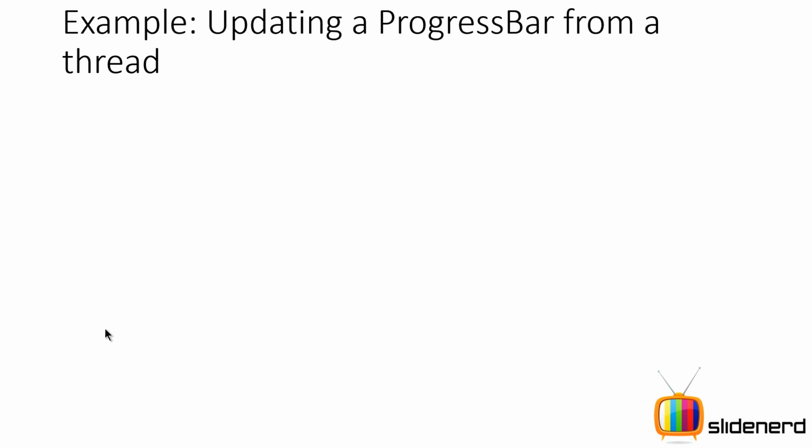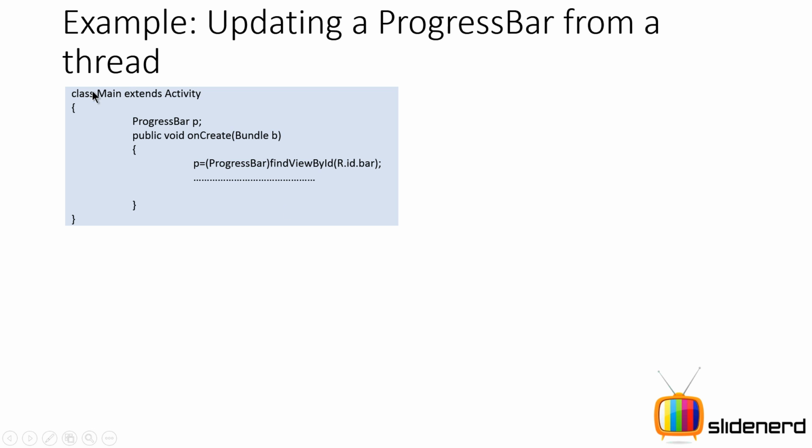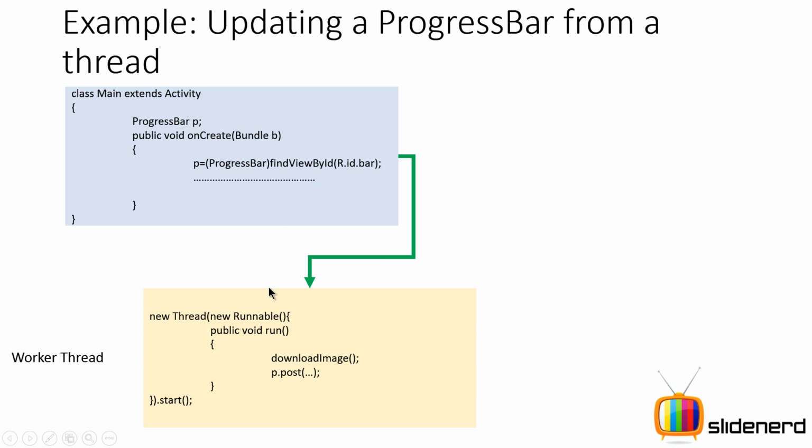So now that we have talked about that, let's talk about how a progress bar is actually updated from a background thread. Let's say I have an activity, and there is a progress bar, which I simply find. Now let's say I'm downloading something, and that code is over here by this dot dot dot, which is actually performed in a separate thread. Now this is a worker thread. This lets me download an image from the internet. While downloading the image, I want to update the progress bar.